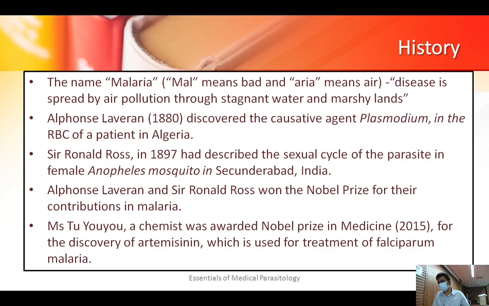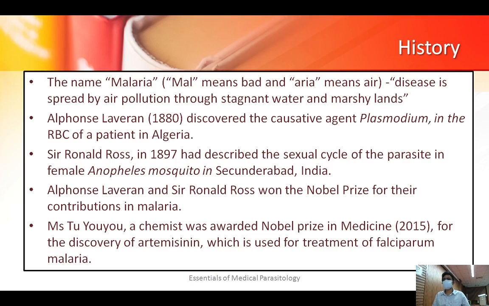In a way, it was a misnomer, because it didn't spread through air pollution; rather it spread through stagnant water where the mosquitoes would breed. Mosquitoes are the vectors which carry this parasite, and when they bite humans, they subsequently transfer the parasite into the humans. The person who discovered the causative agent of Plasmodium is Alphonse Laveran.